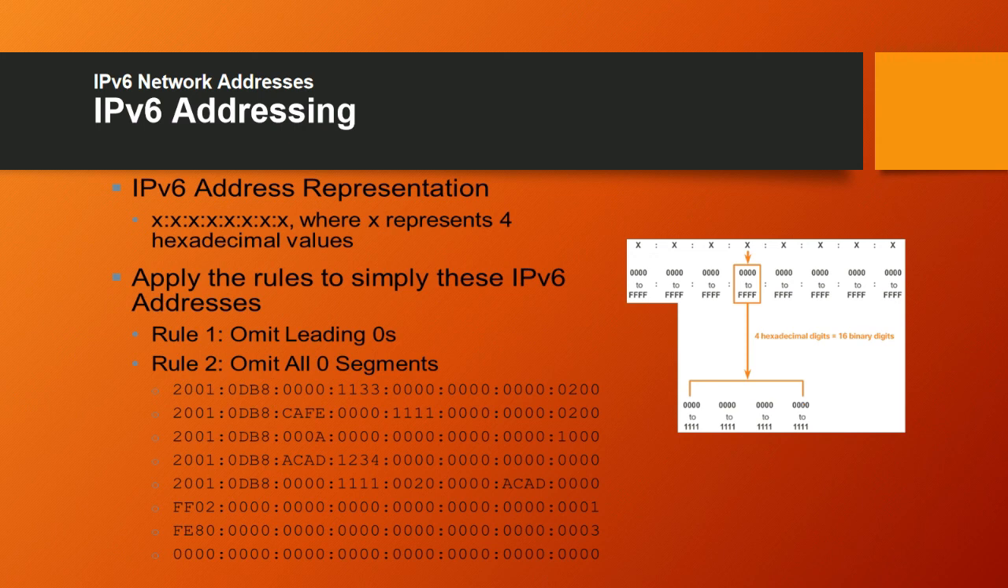Apply the rules to simplify these IPv6 addresses. Rule number 1 is omit leading zeros. It is one way to shorten IPv6 addresses. Rule number 2 is omit all zero segments, the second rule for shortening IPv6 addresses.